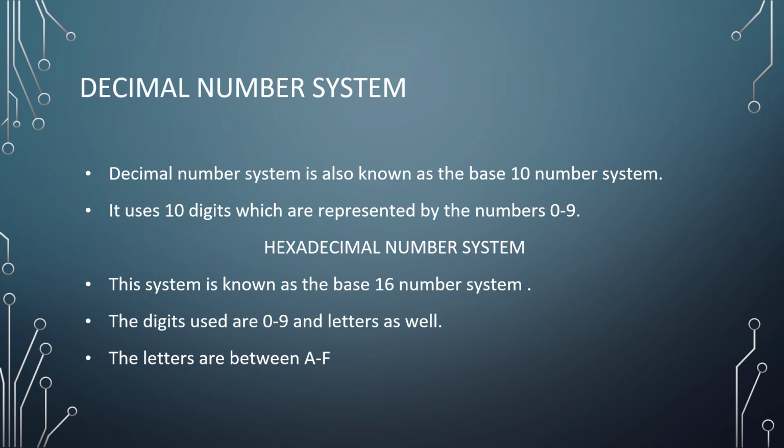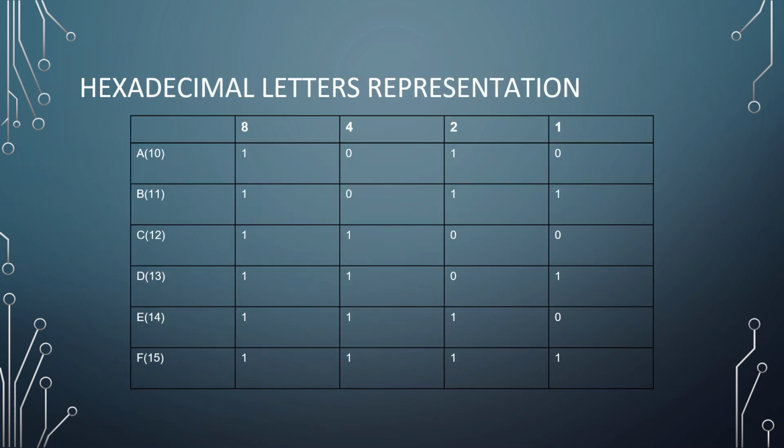The hexadecimal number system is known as the base 16 number system. The digits are used from 0 to 9, and they use letters as well. The letters are between A and F, which will be shown in the next slide. This table shows a clear representation of hexadecimal letters and how they are represented.